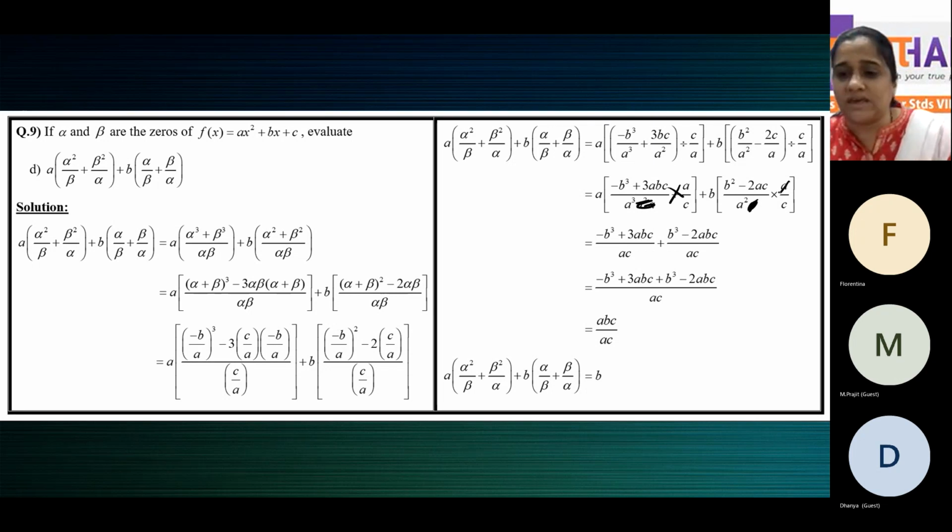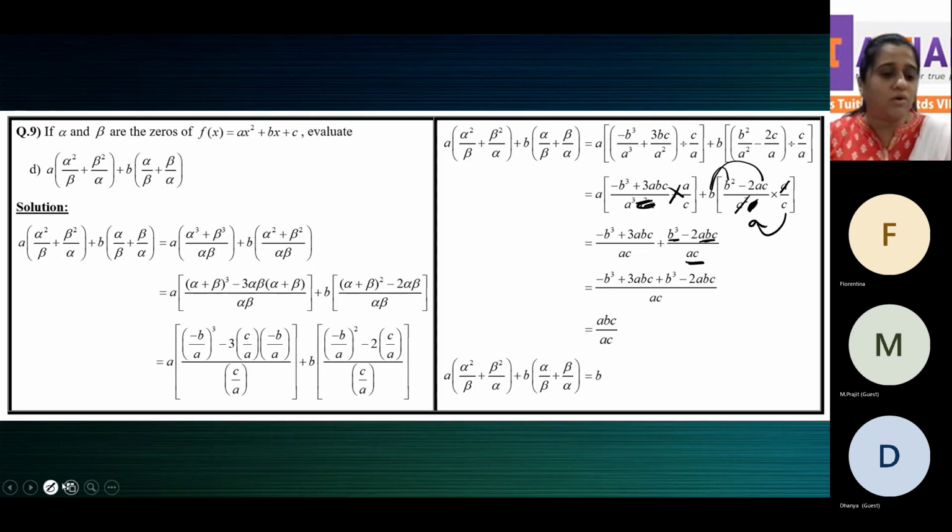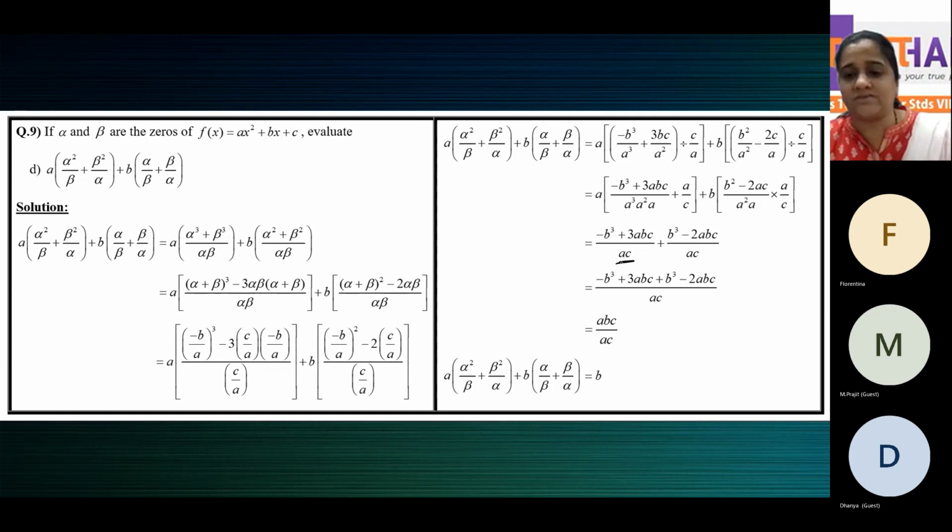So here, all that you can do is this A and this A square. So it becomes A. A into C is AC. And in the numerator, B into B square is B cubed. B into minus 2AC is minus 2ABC. Now, again, common denominator is AC, AC, AC. So AC, write all the terms. Now minus, you know what to do, right? Write all the terms. Now minus B cube plus B cube. Now 3ABC minus 2ABC is ABC.